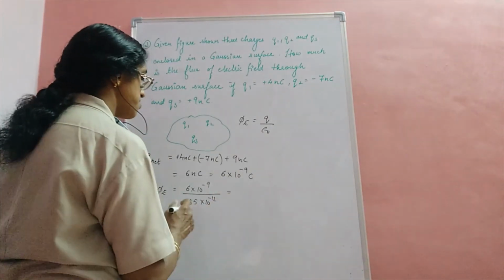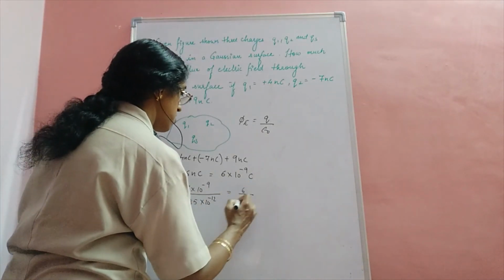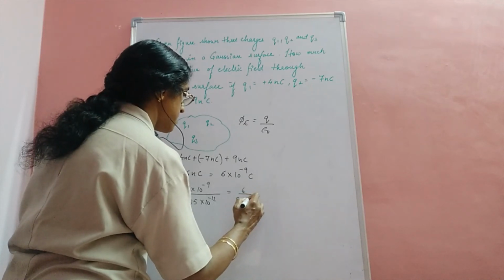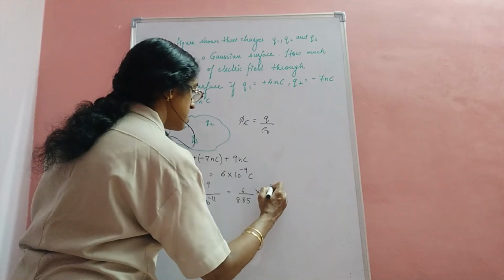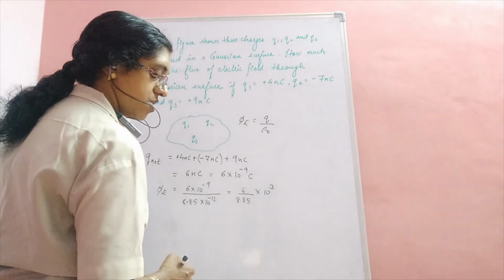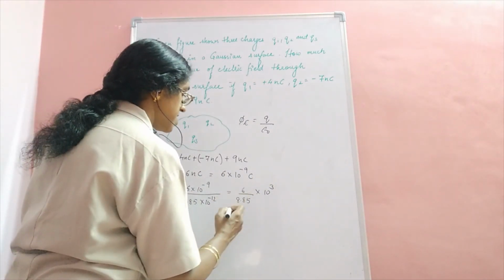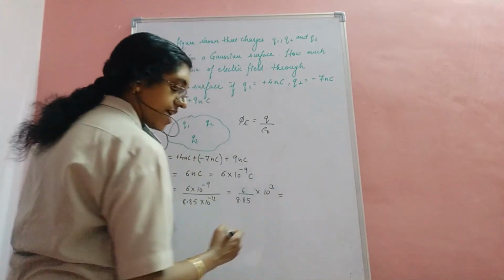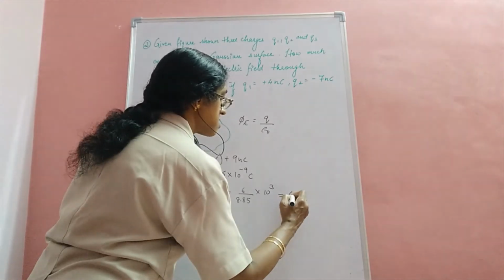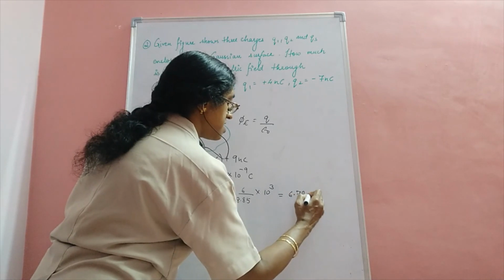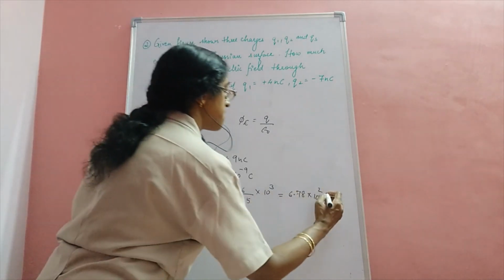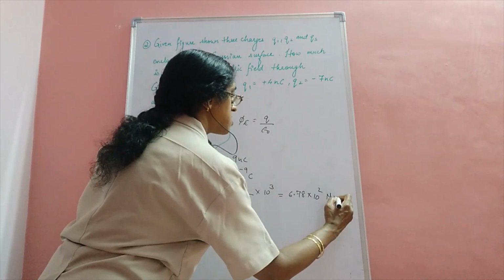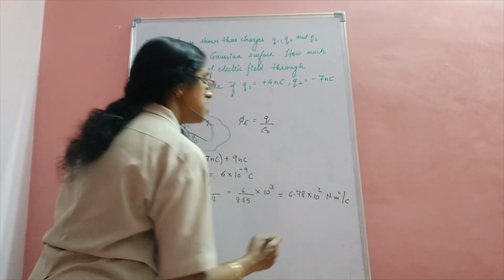It would be equal to 6 upon 8.85 into 10 to the power of 3, and the value would be 6.78 into 10 to the power of 2 as its electric flux. The unit would be Newton meter square per coulomb.